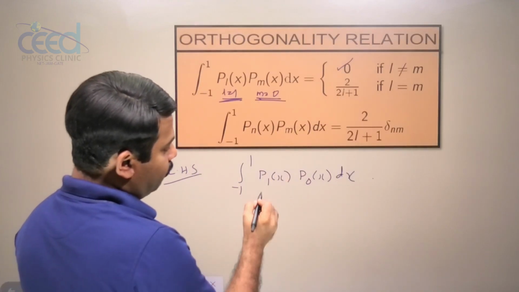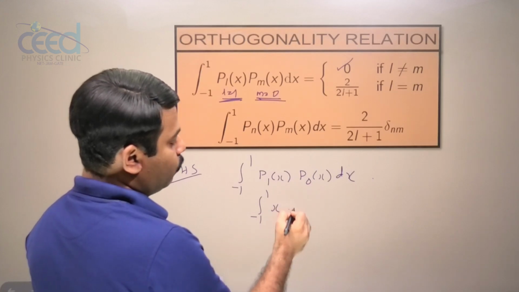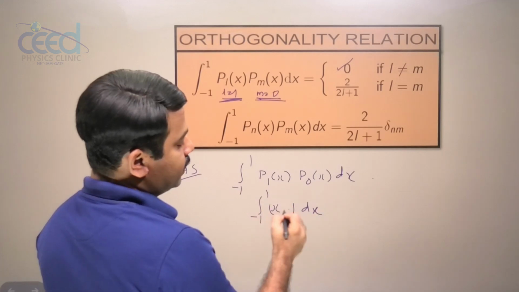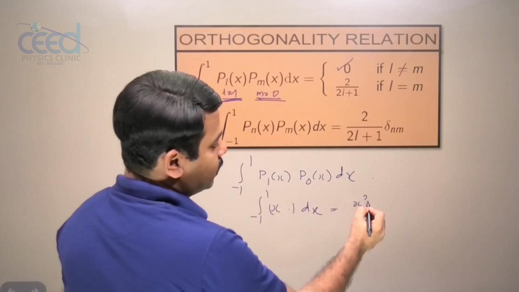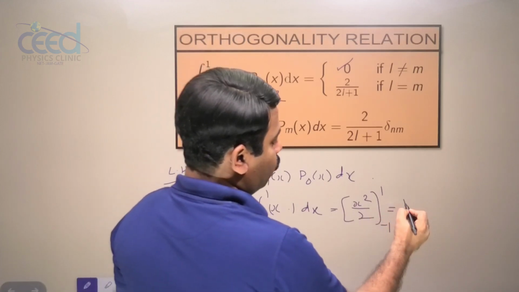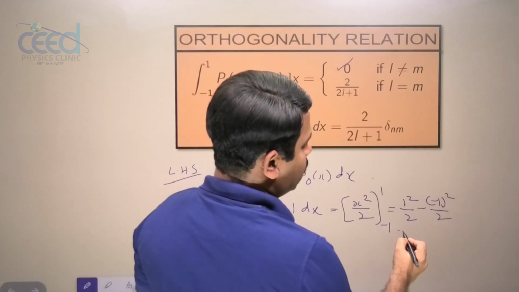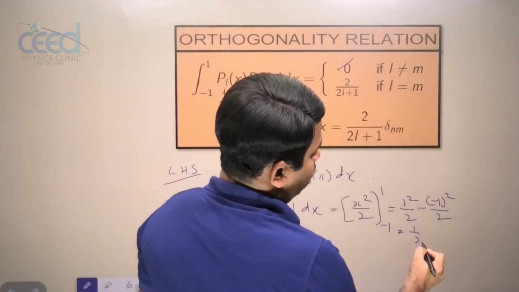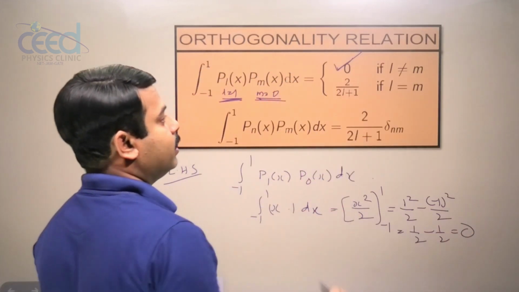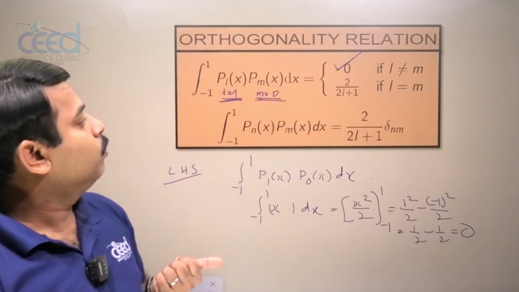The integral from minus 1 to 1, P1 of x is x, P0 of x is 1, dx. Now integrating x dx gives x square by 2, with limits minus 1 to 1. That is 1 square by 2 minus 1 square by 2, that is 1 by 2 minus 1 by 2, which is equal to 0, and that is correct. So the orthogonality relation is proved.